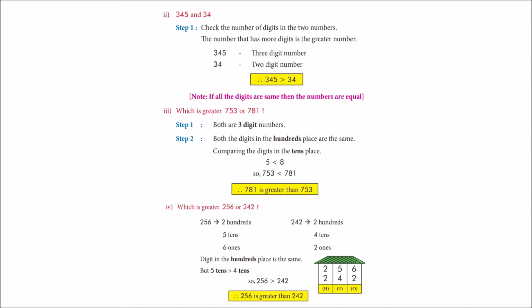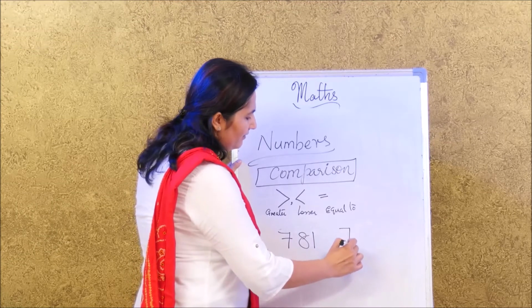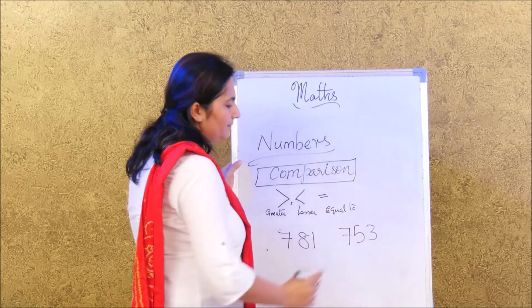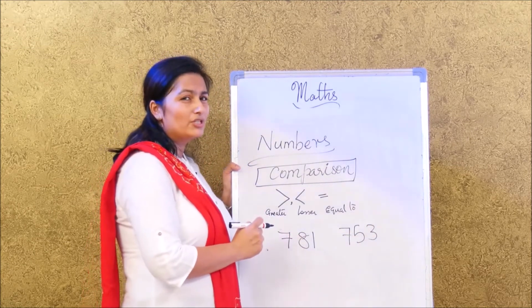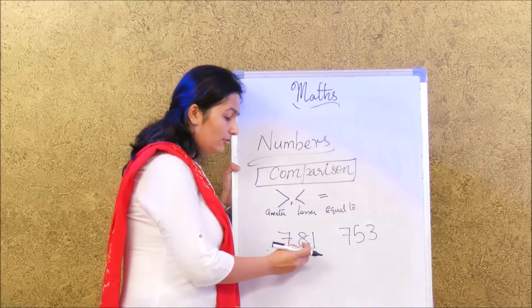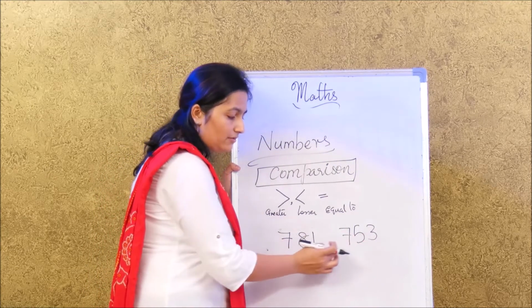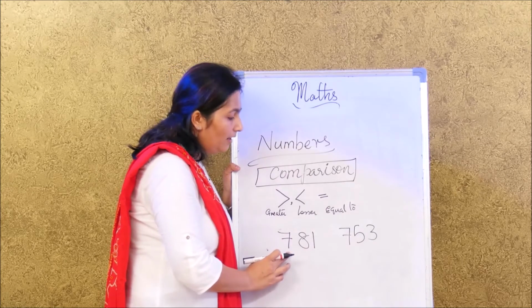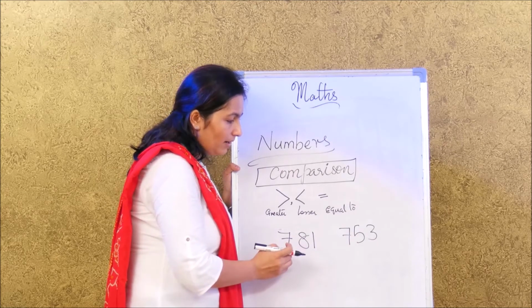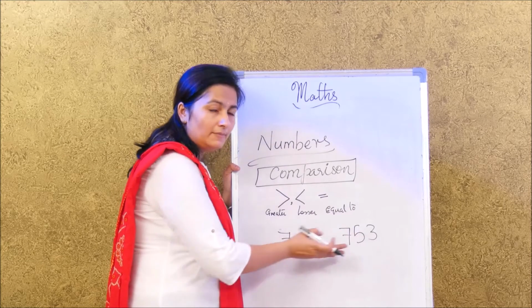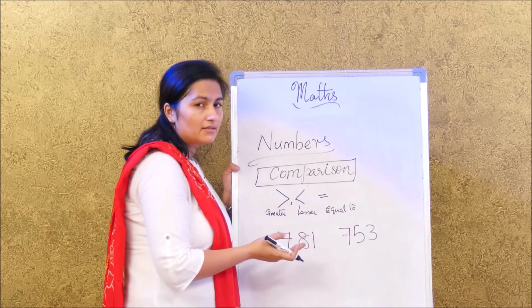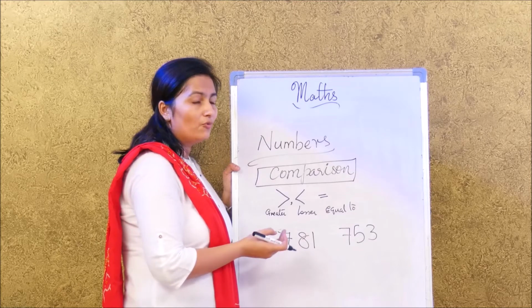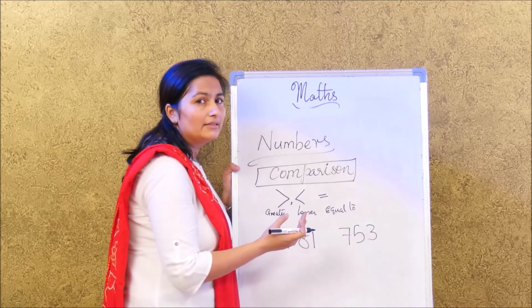Let us take this example from the textbook, page number 61, 781 and 753. Now how will we know which is greater? Look at this, both of them have 3 digits, 1, 2, 3, 1, 2, 3. Both of them are similar, they are in the 700s. So how do we know which of these numbers is greater?